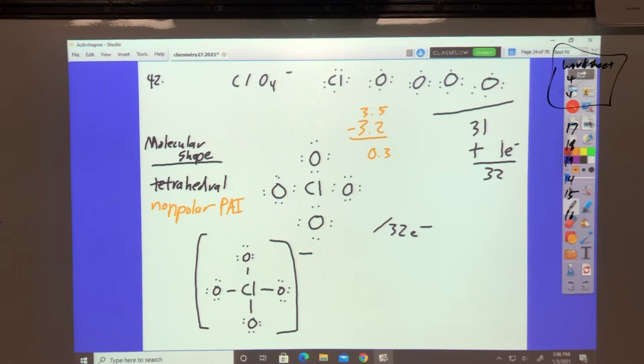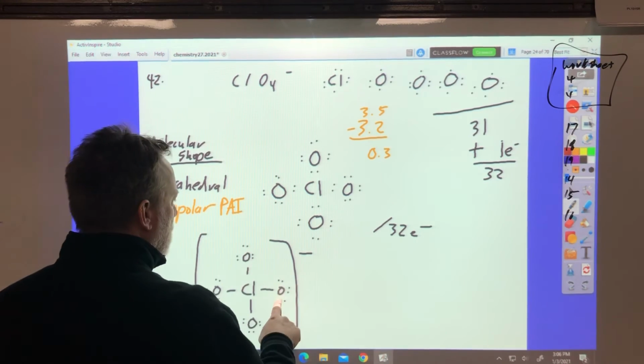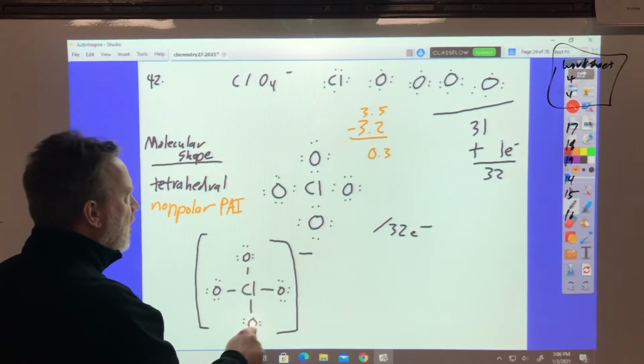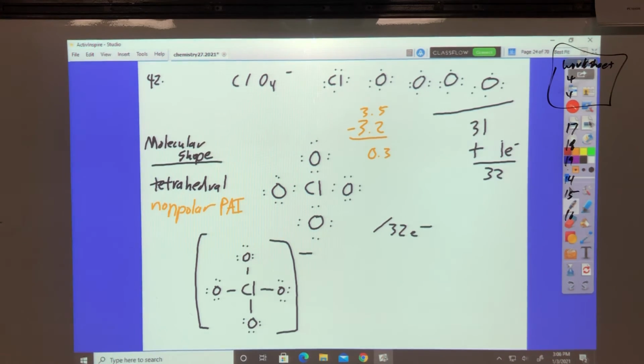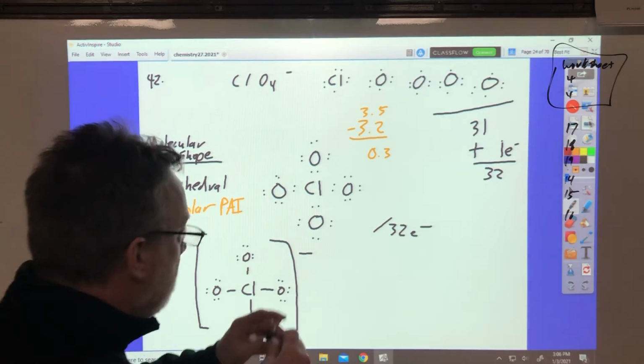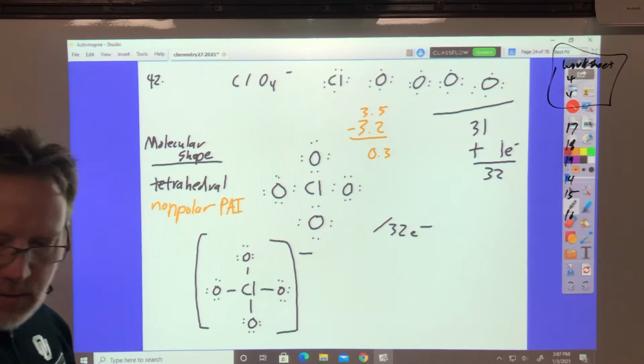Okay, what about perchlorate ion from number 42? Well, that shape is going to be tetrahedral again. Top, bottom, and each side. Tetrahedral again. Like so. Everything's equivalent.